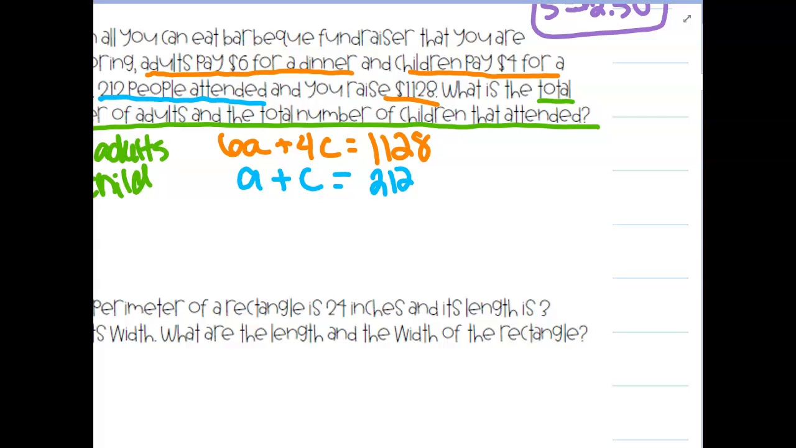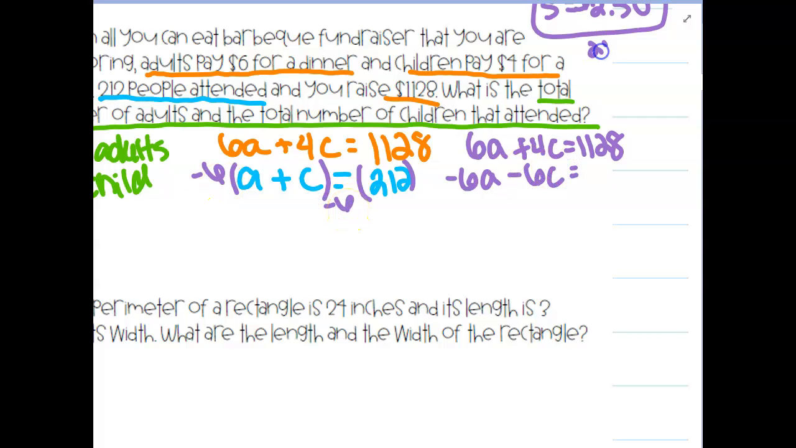Okay, now once you have your equation written, we are looking for both variables this time. So probably just pick one to cancel out. You guys want to cancel out the A's or the C's? The A's? Okay, so we're going to do 6A and negative 6A. The first equation is already a 6A, so we'll leave it as 6A plus 4C equals 1,128. Second equation, how do I get from A to negative 6A? Yeah, multiply by negative 6, so it's going to be negative 6A minus 6C, and then 212 times 6 would be negative 1,272.